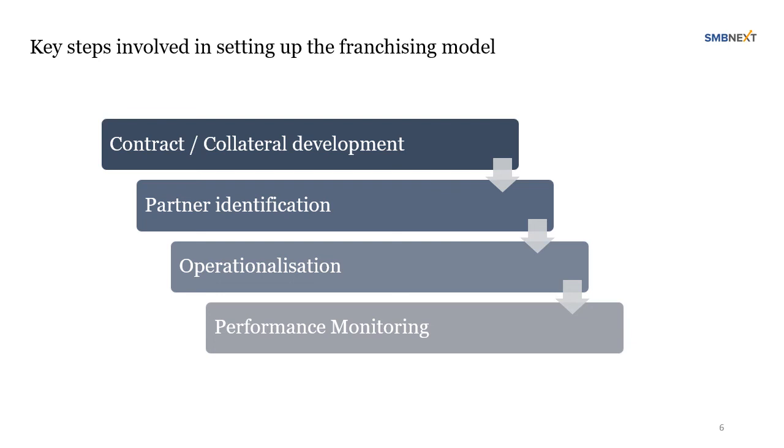And finally, performance monitoring, which is basically once you have set up the store, or once your franchising partner is running the store, you want to monitor the performance, not only in terms of revenues, but whether the partner is complying with all the rules and regulations that you've set. You may also want to do an audit by yourself, or maybe you can engage a third party to do the audit. All these measures are part of performance monitoring. So these are the key steps involved in setting up the franchising model.